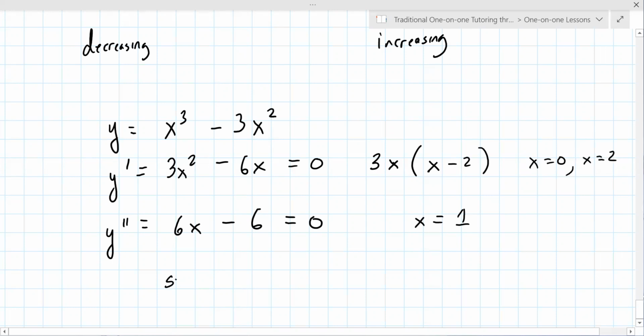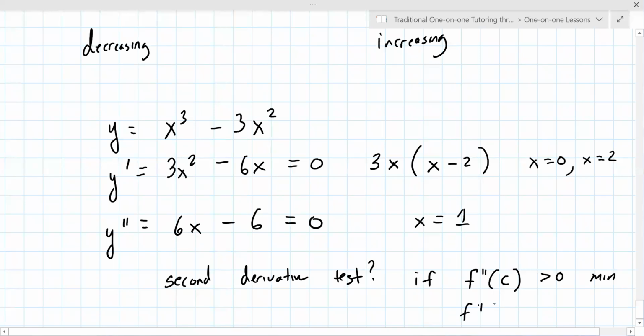Did you talk about the second derivative test in your class? Can you explain a little bit? Okay, here's how the second derivative test works. If f double prime of a critical point is greater than 0, you know that it's a min. If f double prime of c is less than 0, you know that it's a max. Oh yeah, I think we've talked about that.